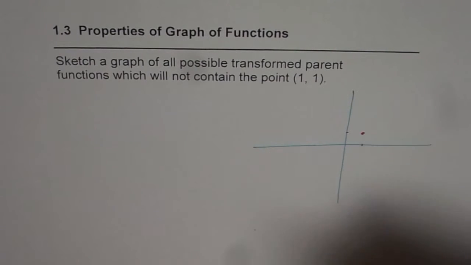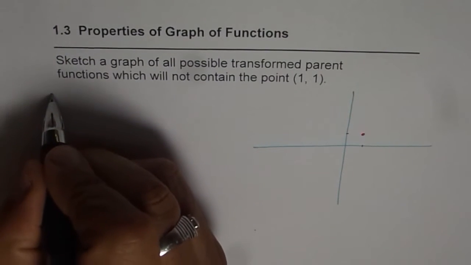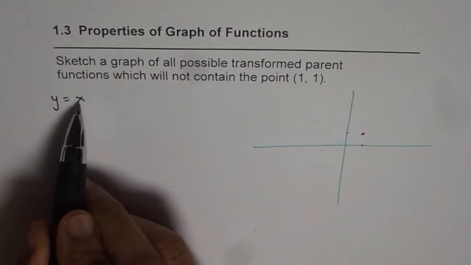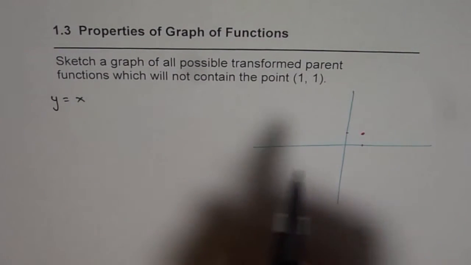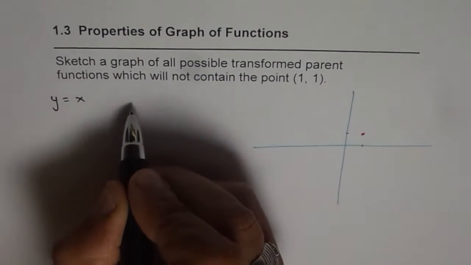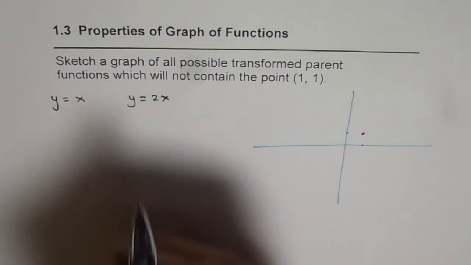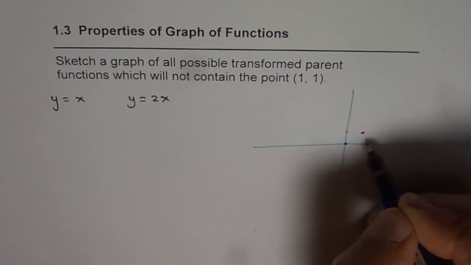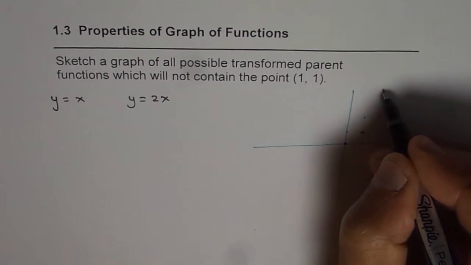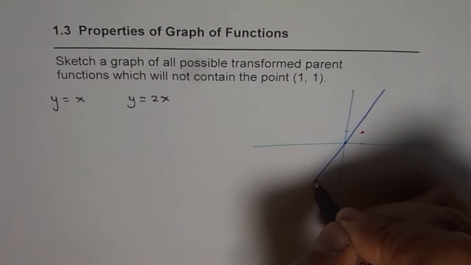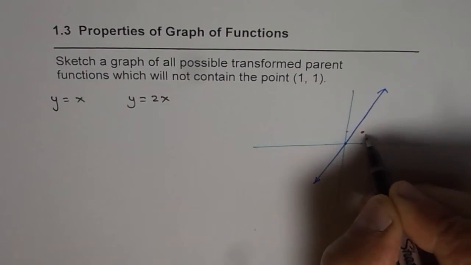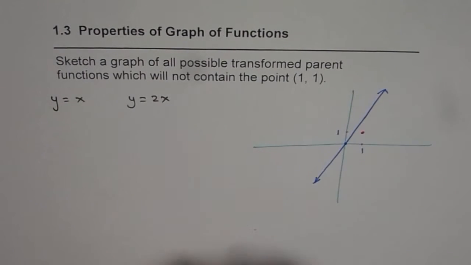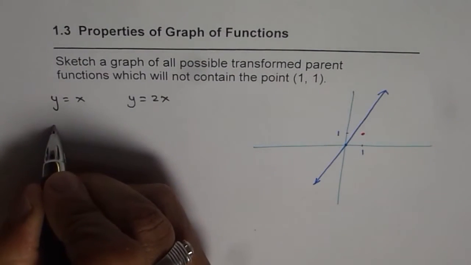Now let us consider a straight line which is y equals x. Now if x is 1, y is 1. If we want to avoid this point, then we can consider y equals 2x. That means vertically stretched by a factor of 2. So in that case, we'll go from 0 to 2, right? So a line which will be like this will not contain the point 1, 1. So that's the whole idea of this question, right? It's a simple question, but it's interesting, and you need to understand it.